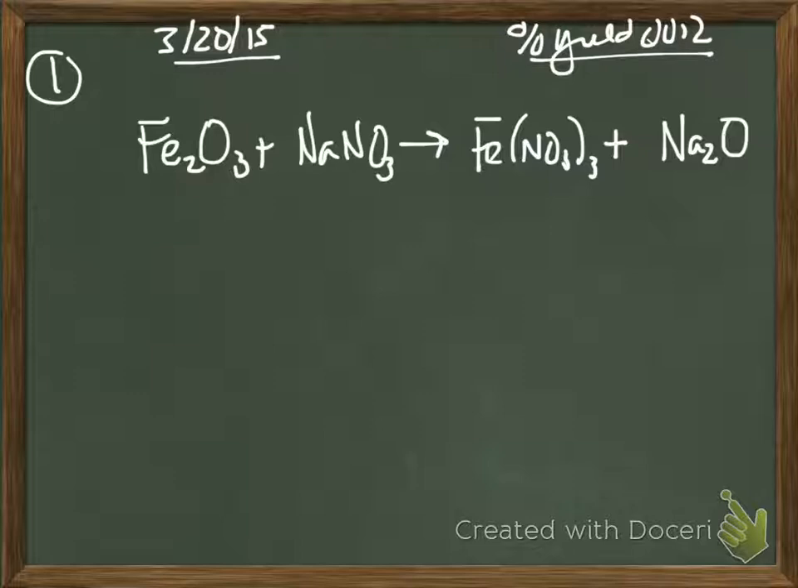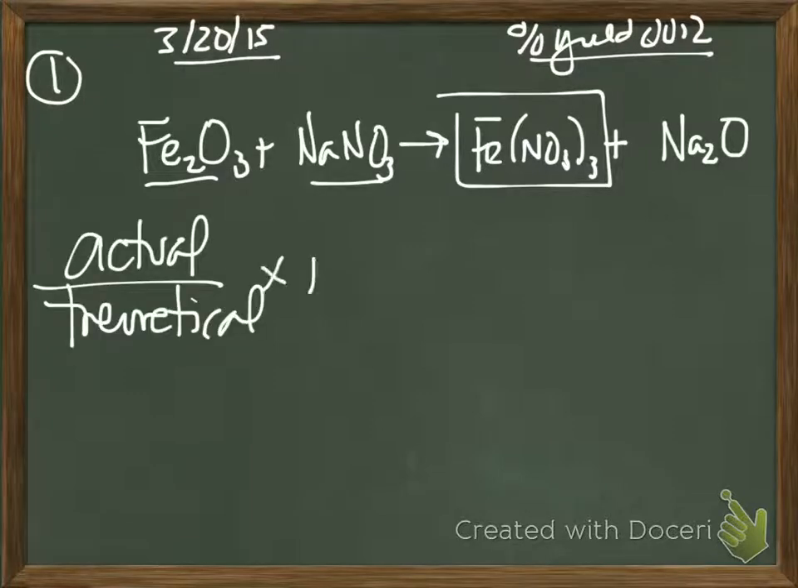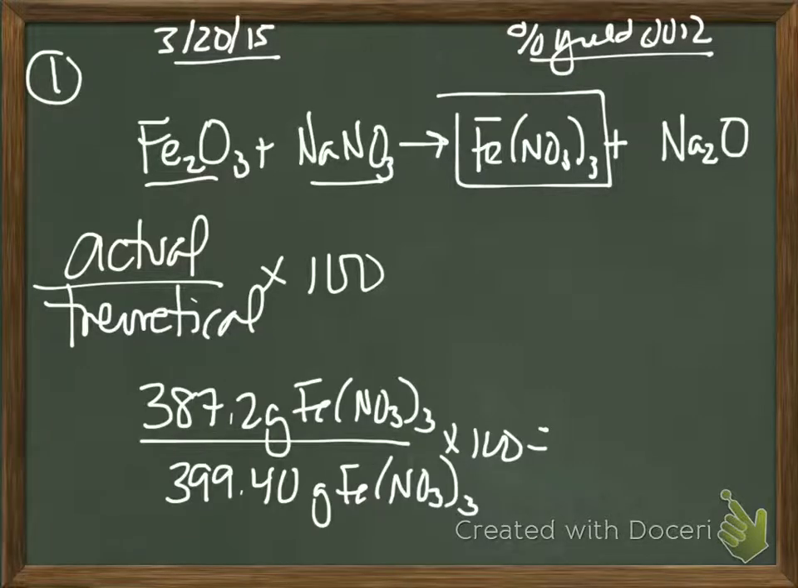But if you write a formula equation for this, you go, oh, okay, well, these are my reactants, and the product that I'm interested in is that. You're not given any mass of your reactants. All you're given is a mass that you should be able to produce of your product and a mass that you do. So all you need to do is actual over theoretical times 100 with the numbers you're given. That looks like this.